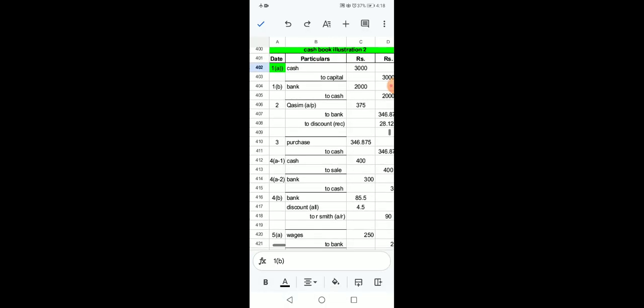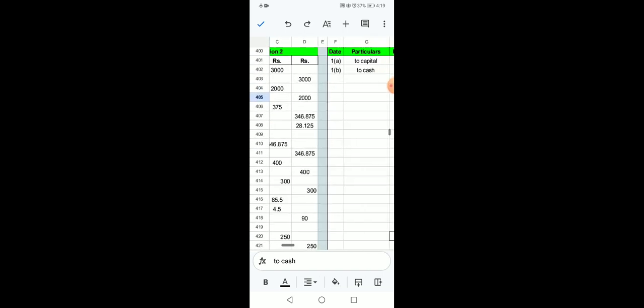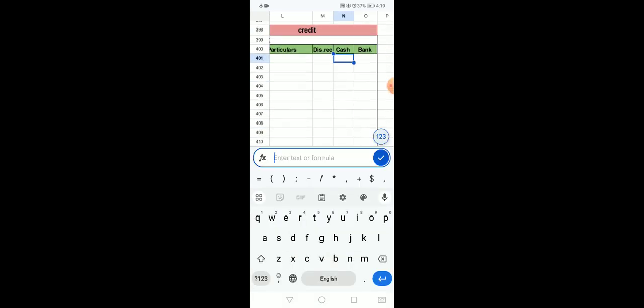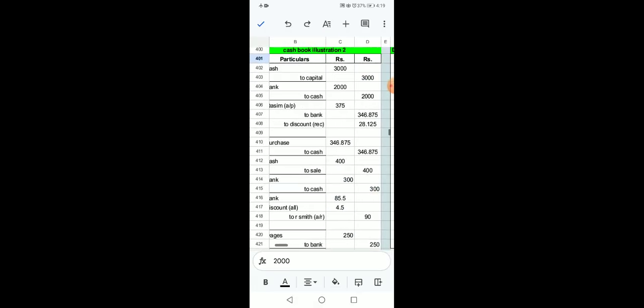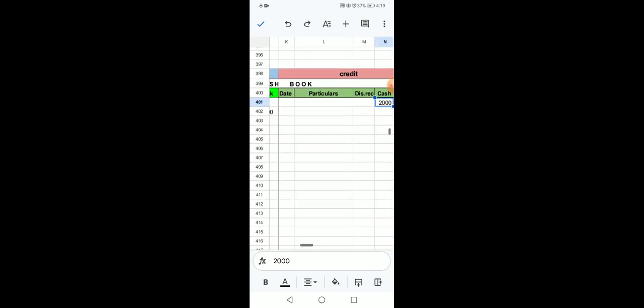In this way, half of this entry has been completed. Bank needed to be debited and we have posted 2000 on the debit side. Now the second portion is cash, which is credited by 2000. We will go to the credit side in the cash column and write 2000. Now see its reference. What is written on the opposite side of cash? It is bank. You will write bank here.